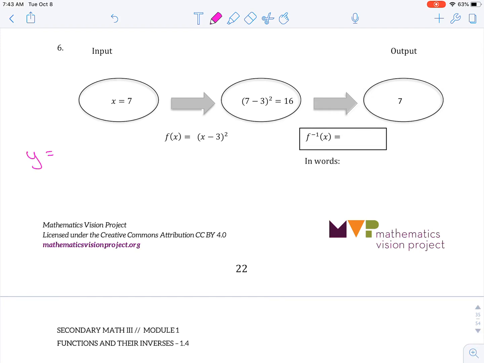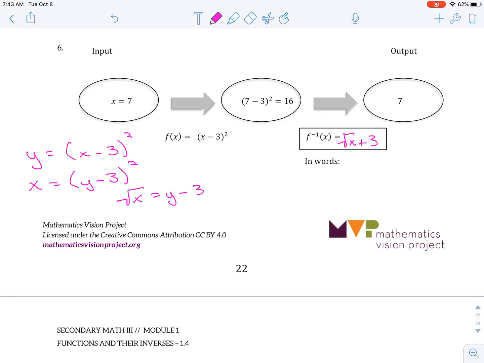So we're going to have y is equal to (x take away 3) squared. So our inverse is x is equal to (y minus 3) squared. And then I'm going to take the square root of both sides, and I will have the square root of x is equal to y minus 3. And then I'm going to add 3 to both sides, plus 3. So that is the inverse of my original function.